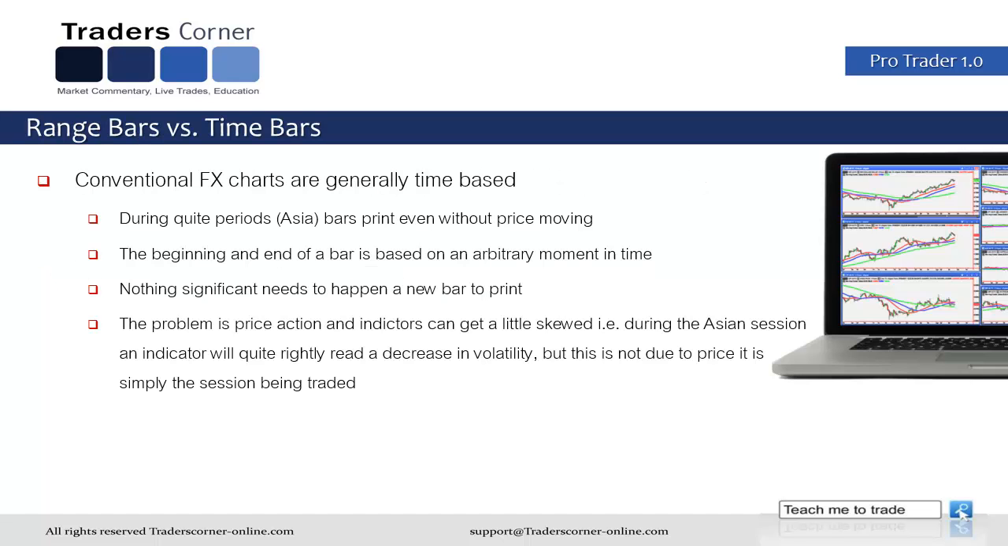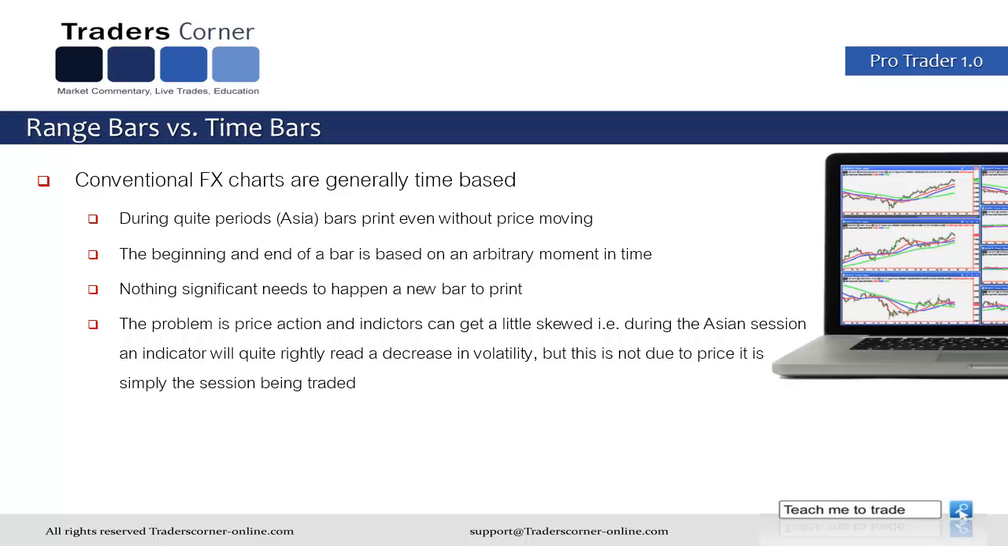So let's look at range charts against time-based charts. We'll start with conventional FX charts, which are generally time-based. Now, a time-based chart contains a price action for a predefined amount of time, as you guys already know. So a 15-minute chart contains the price action for a 15-minute period of time. An hour chart will contain the price action for an hour period of time, and a 4-hour chart for a 4-hour period of time, and so on and so forth. So every candle on your charts will be for that predefined amount of time, and it's something that you can select.